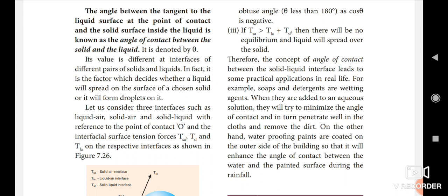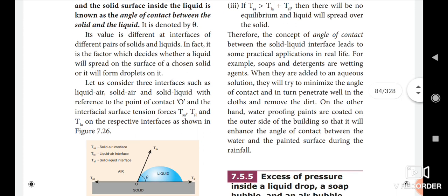Therefore, the concept of angle of contact between the solid liquid interface leads to some practical applications in real life also. For example, soap and detergent. This is the solid liquid interface. Soap and detergents are the wetting agents when they are added to an aqua solution. Soap detergent powder, when we mix with water, they will try to minimize the angle of contact and in turn penetrate well in the cloth and remove the dirt.